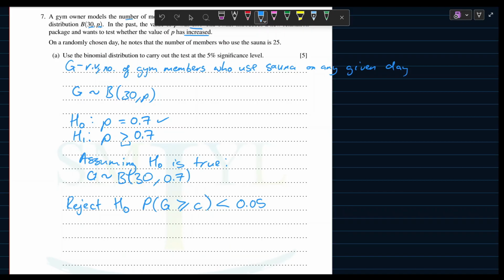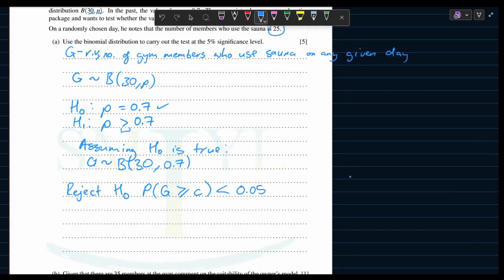Okay. So our gym owner goes out on a randomly chosen day and he knows that the number of members who are using the sauna is 25. So we need to test this value of 25 and check to see if it gives us enough evidence to suggest that the number of people who use the sauna has increased. So we need to calculate the probability that G is greater than or equal to 25. So that's going to be the probability that G is 25, 26, 27, 28, 29, and 30. Okay, so let's do that on the side.